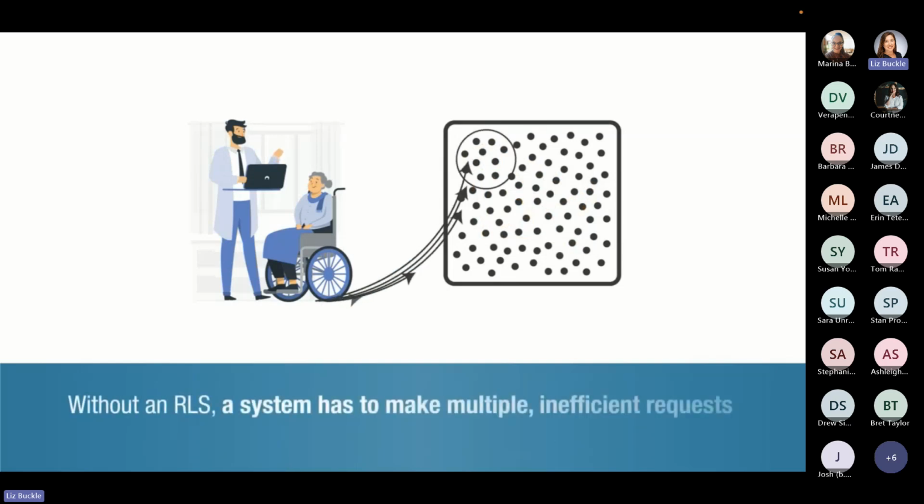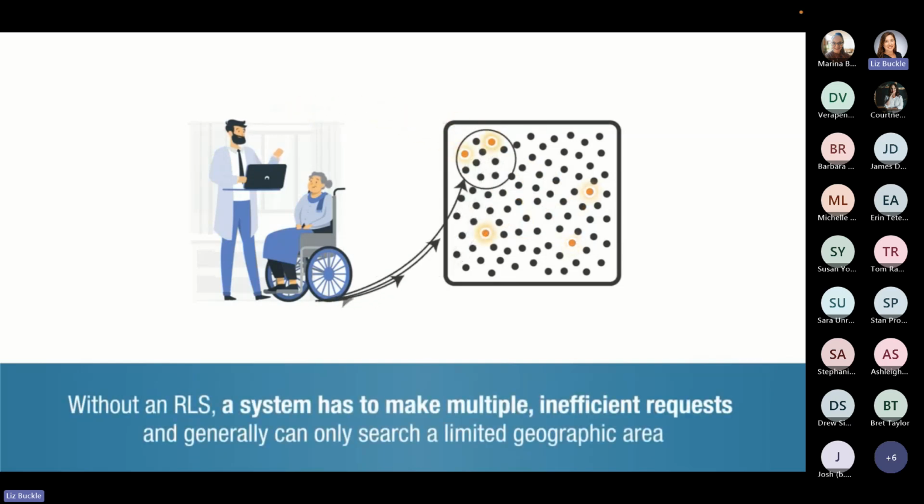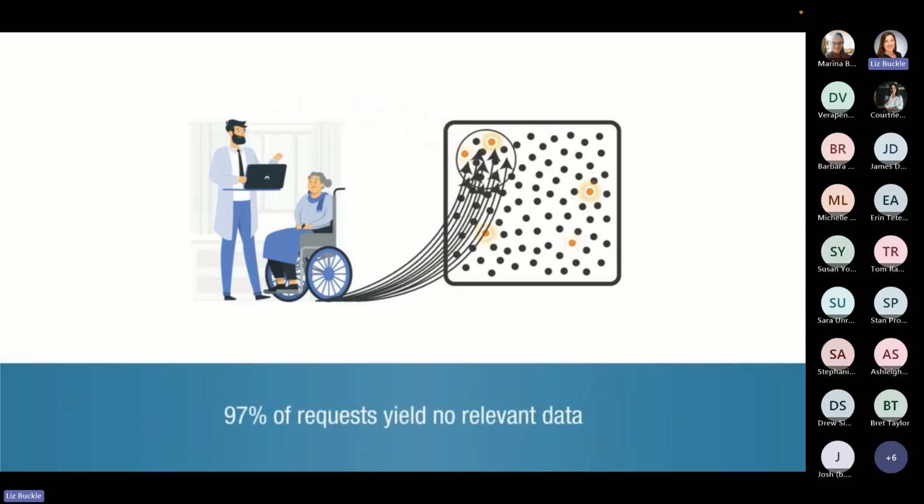Without an RLS, a system has to make multiple inefficient requests and generally can only search a limited geographic area, say within 50 miles of a patient's home. This means a less efficient search and incomplete results.